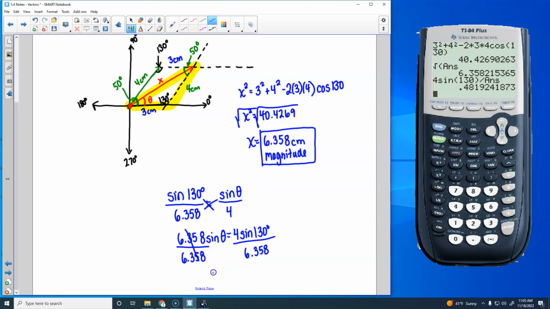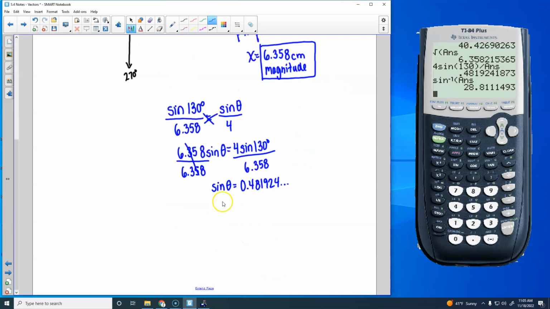So we got sine theta equals 0.481924 and so on. And then what do we do to get our answer for that last one? Sine inverse of that answer. And we get 28.811. So theta is going to equal 28.811 degrees. And this is our direction, that angle.